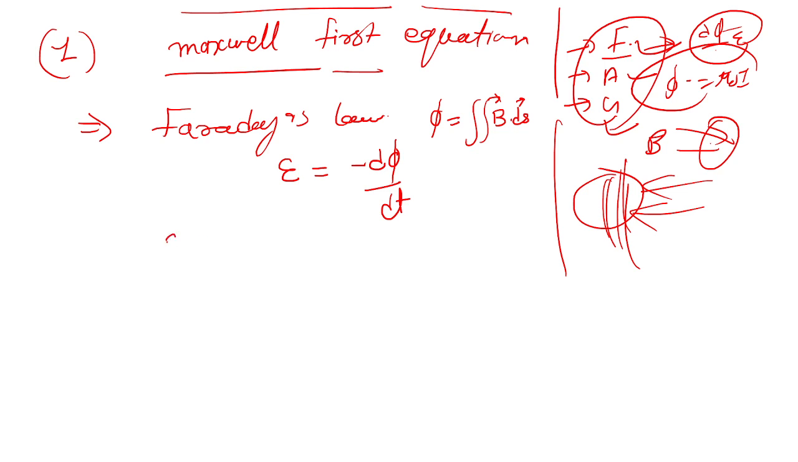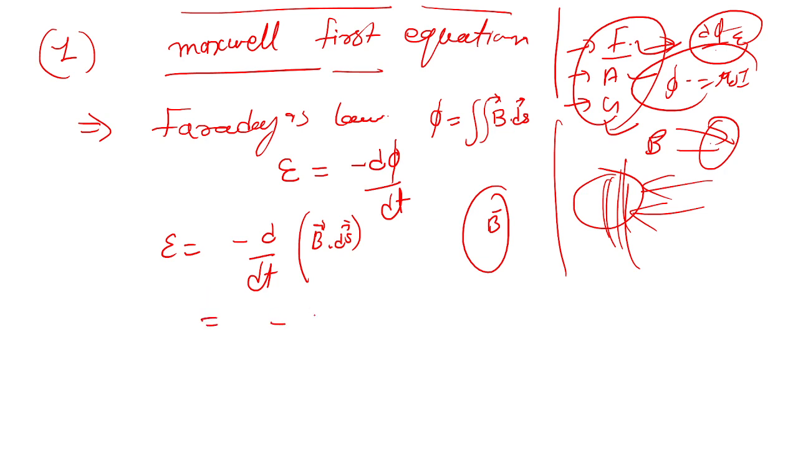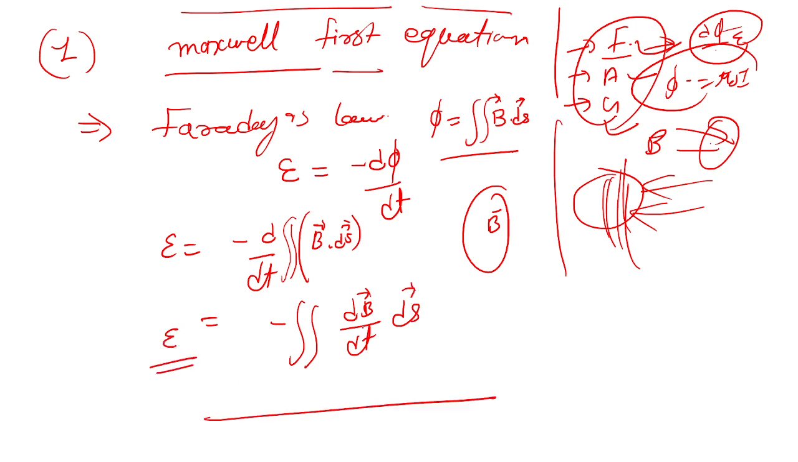If we put the values here, it will become the integral of the B vector. And what is this B? Don't be confused. B means magnetic field, and ds means the area through which the magnetic field lines are passing. If we do it further, it will become minus, and here is also a surface integral, don't miss it. So it will become the surface integral of dB over dt and ds. And here is what? It is the electromotive force. So this is the equation that we got.